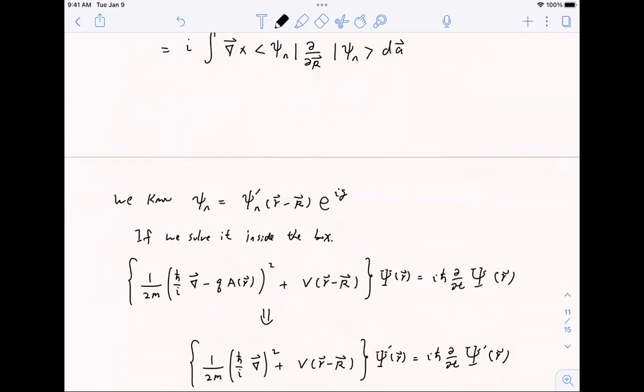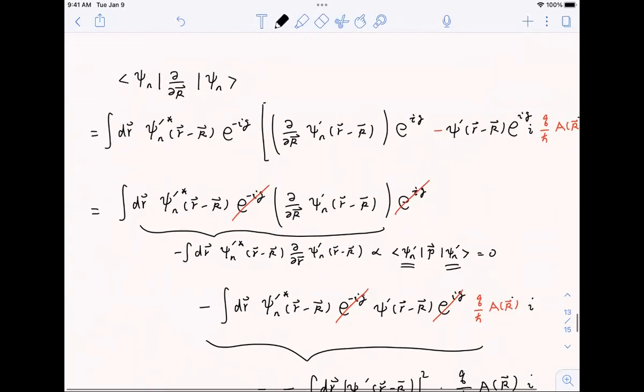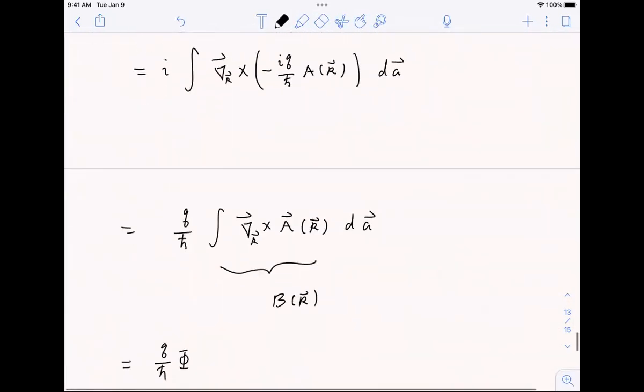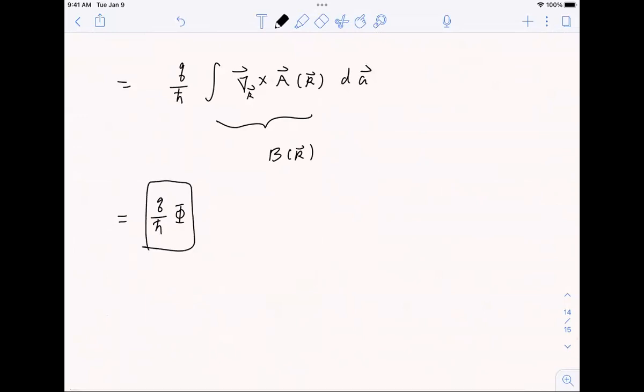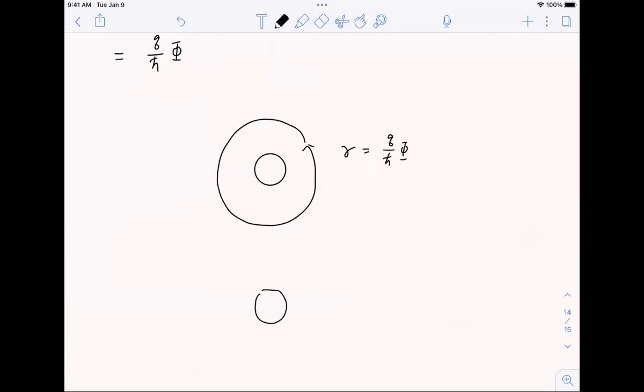Now you just carry this box to go around the loop, one round to go back to itself, then it will pick up a phase. And that is the phase that you'll get in the experiment. And then after you plug it into the formula of the Berry phase, you'll find that this is the phase. So if you go one round, you pick up a phase. That is this.